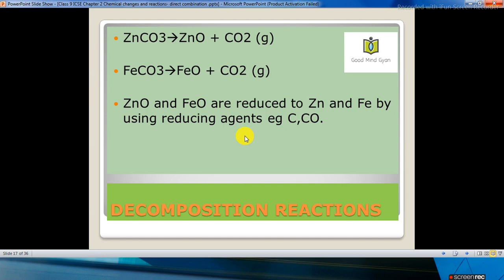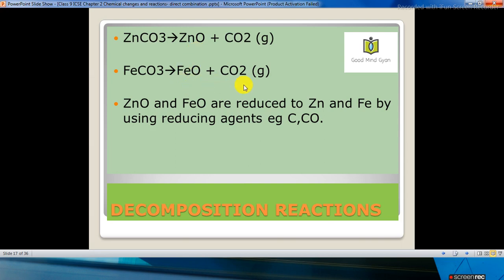So what do we do in this process? The concentrated carbonate ore is heated in a limited supply of air at a temperature not sufficient to melt the ore. The process converts the ore into its oxides, which are easy to reduce. So zinc carbonate is heated, and on heating you get zinc oxide and carbon dioxide gas. Again, FeCO3, that is iron carbonate, is also heated to give iron oxide and carbon dioxide gas.